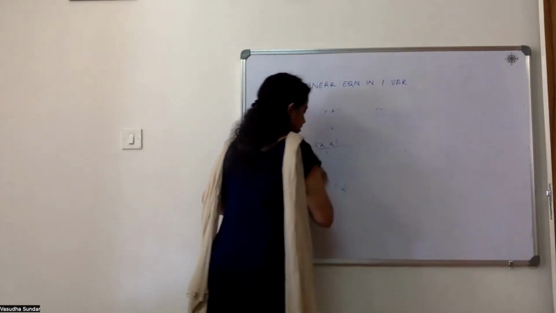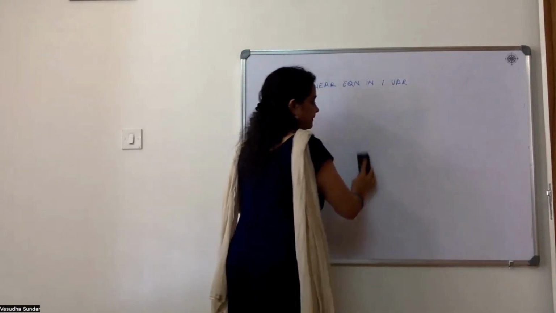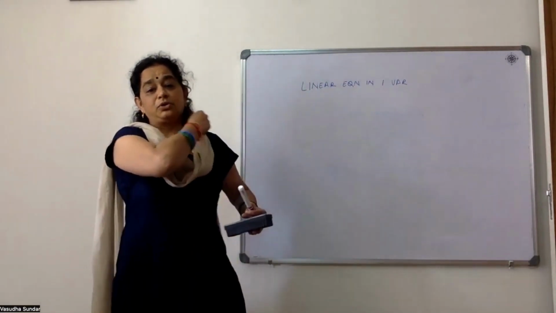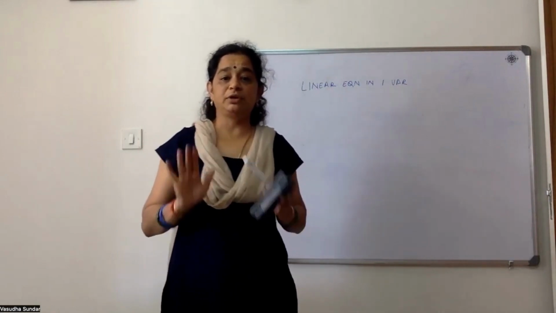The second common mistake is, it's important that all students know commutative law, associative law.